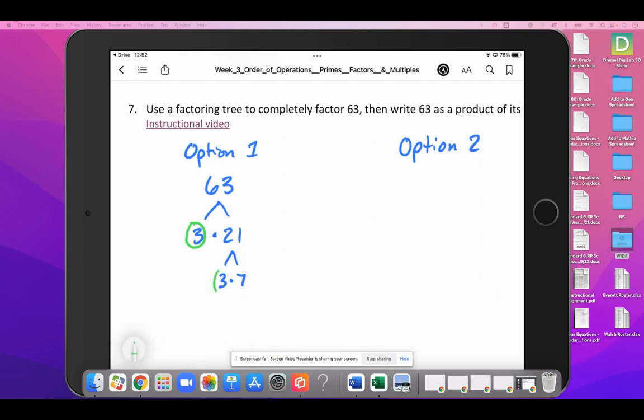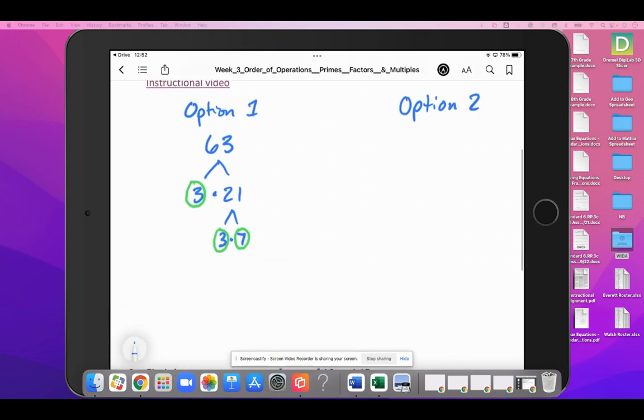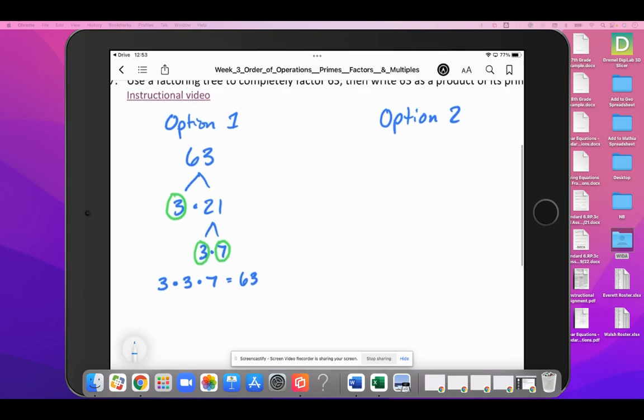Now 3 is prime, and 7 is also prime, so that's the end of my factor tree. So my product to get 63 from these numbers is going to be all the things I circled in green. So 3 times 3 times 7 would equal 63, because 3 times 3 is 9, and 9 times 7 is 63.